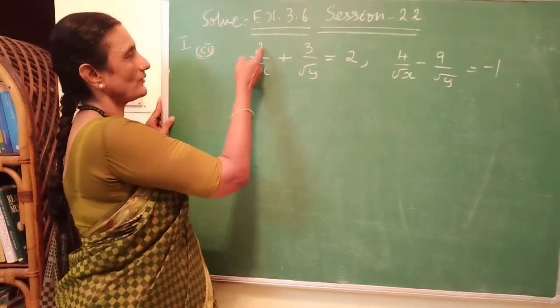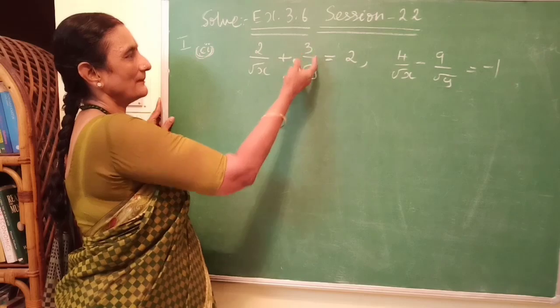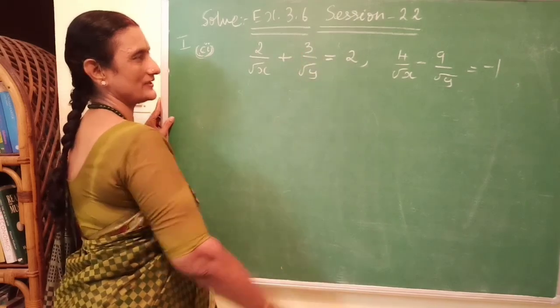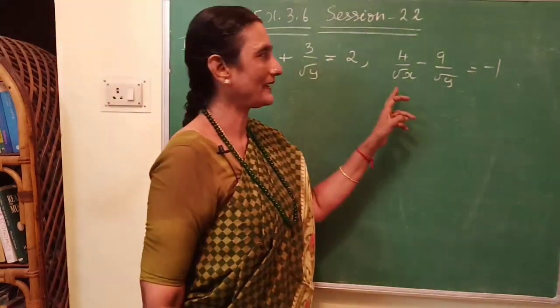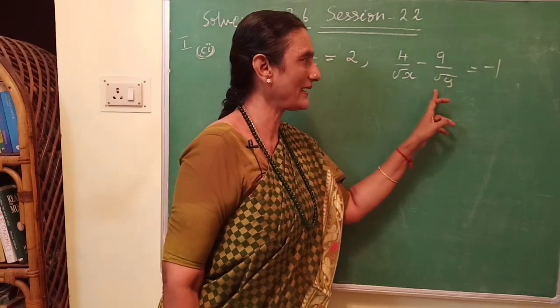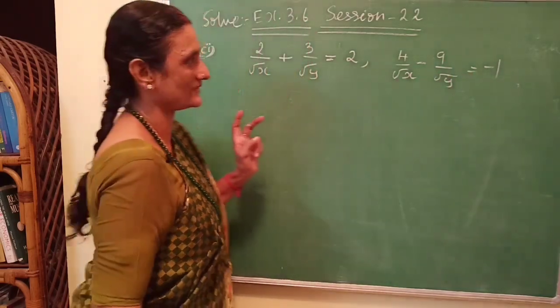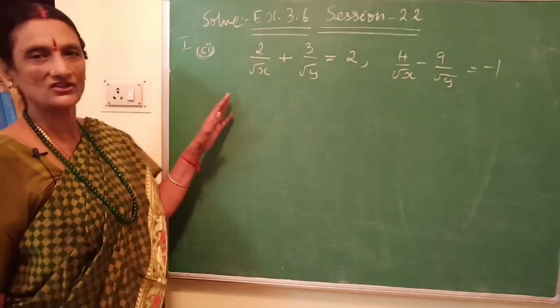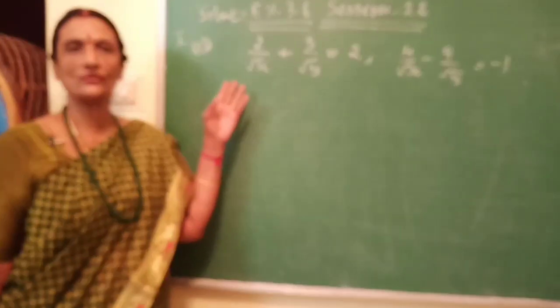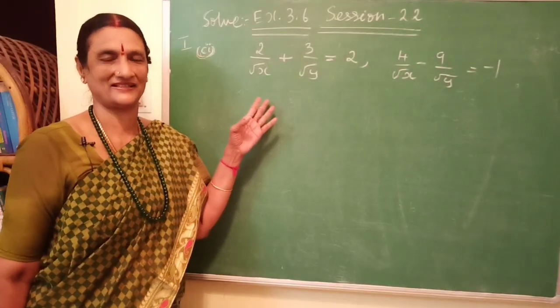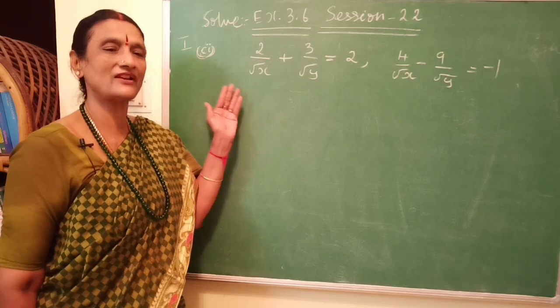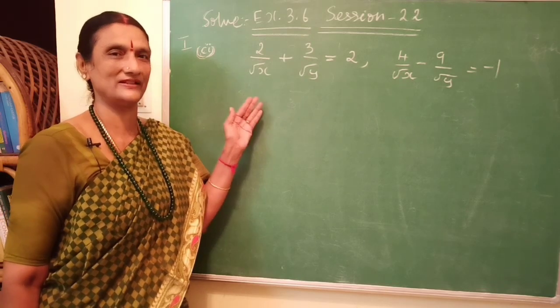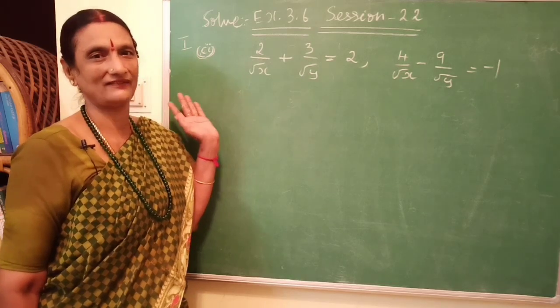It is 2 divided by root x plus 3 divided by root y is equal to 2. 4 divided by root x minus 9 divided by root y is equal to minus 1. In this equation also, the x and y do not have linear powers. So what do we do? First we have to make them into linear powers. Then only we can proceed with the sum.